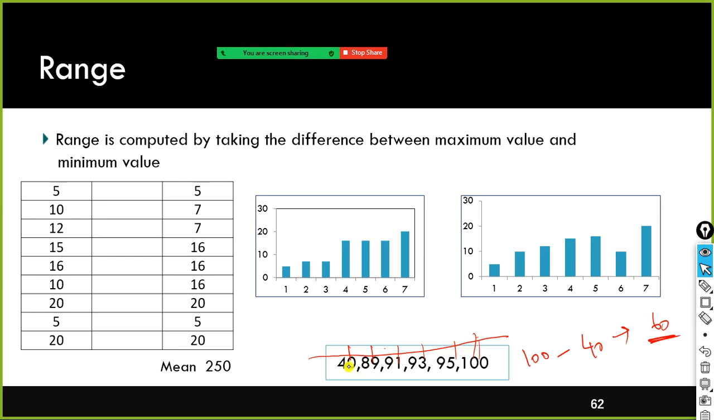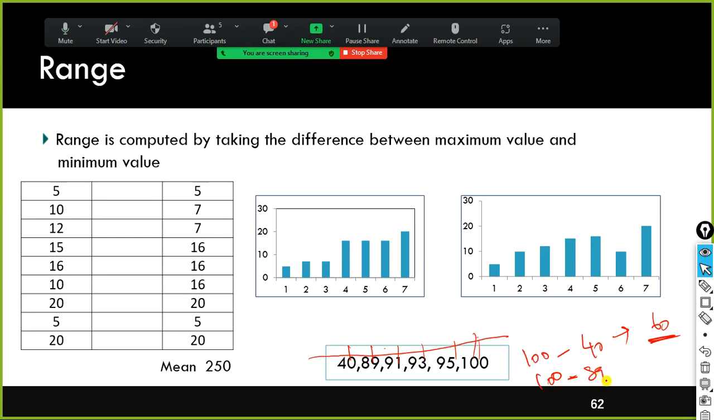If I remove 40, you tell me what the range is now. After removing 40, what is the maximum value? 100. The minimum value is 89. What is the range here? 11.